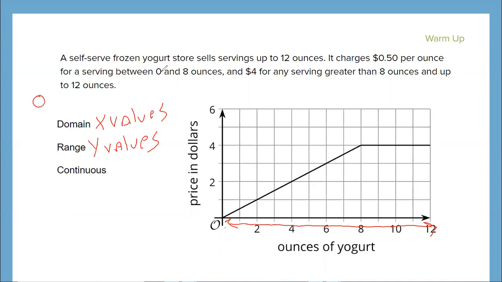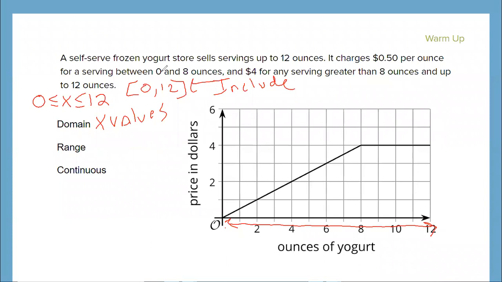We'd say 0 is less than or equal to X, and X is less than or equal to 12. We can also write it as I include 0 and I include 12. And that's what this means, include. Then of course we have the range. Those range values are going to be those Y values. So let me change the color. Those are going to be Y values.